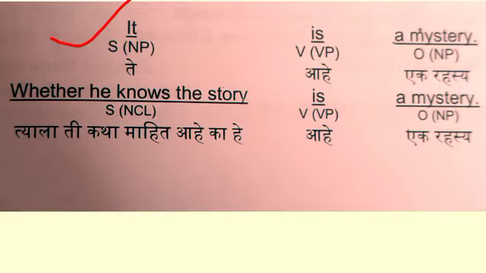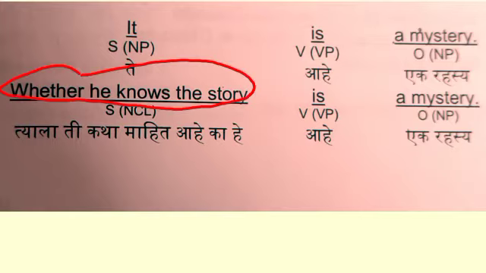Have a look at another sentence. It is a mystery. If you look at the sentence, you will find that its structure is subject, verb and object. Now, look at this sentence written otherwise. Whether he knows the story is a mystery. Now, in the sentence, whether he knows the story is a mystery, you will find that whether he knows the story functions as the subject in this sentence, while is is the verb and a mystery is an object.